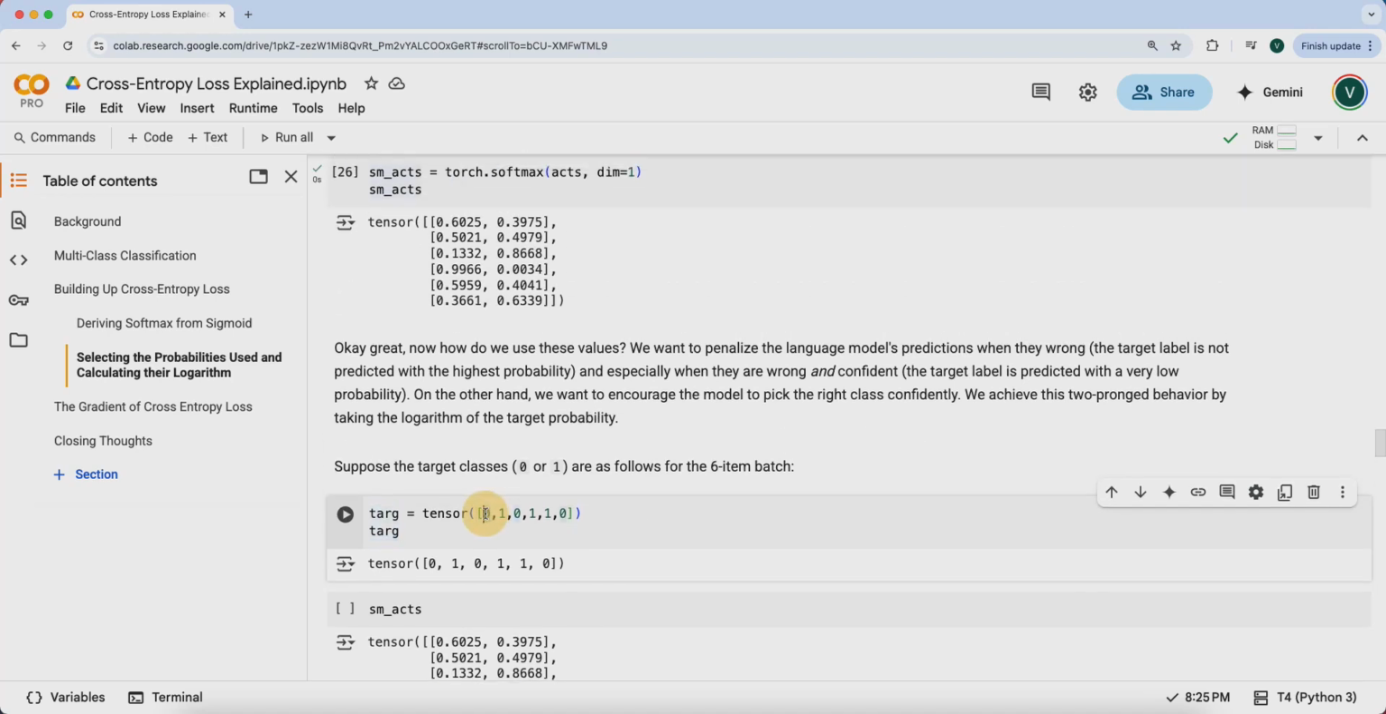So let's just make up some target classes. For the first batch item, the target class is class 0, so first column. For the second batch item, it's class 1, the second column. Class 0, class 1, class 1, class 0. So these are our targets.